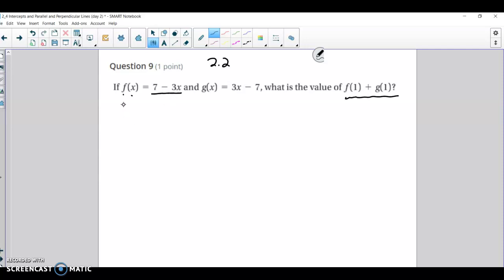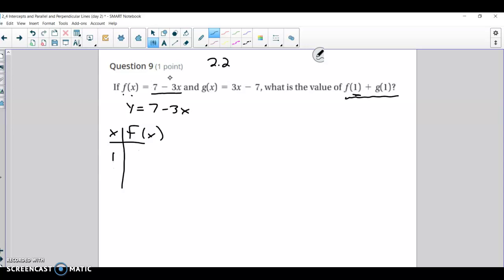Oftentimes it's written this way where you have the y and x variables, and all that's different here is now your variables are actually x and f of x. That's your input and output variables. So this one is asking, right over here it says, if the input for x is 1, what is the output for f of x?